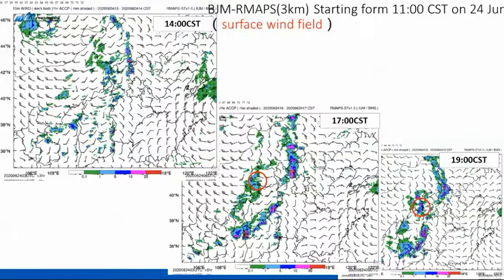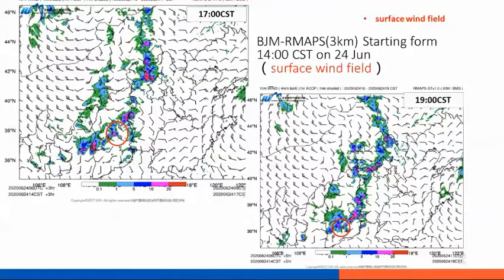These are the model surface wind field at the initial time of 11 o'clock CST. The left is at 14, the middle is at 17, the right is at 19. We also see that in the same area, the strong wind on the ground southward, and they are obviously straightened from 14 to 17, which indicates a high possibility of more than 16 meters per second convective wind.